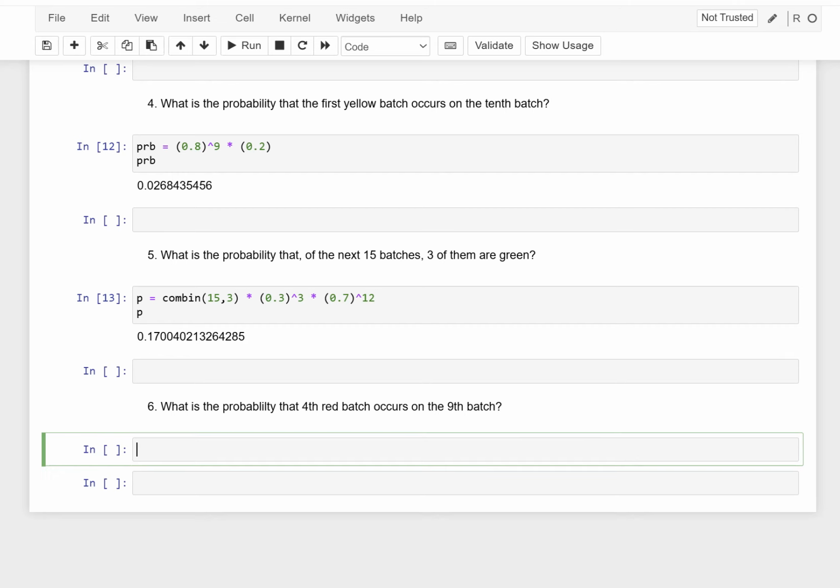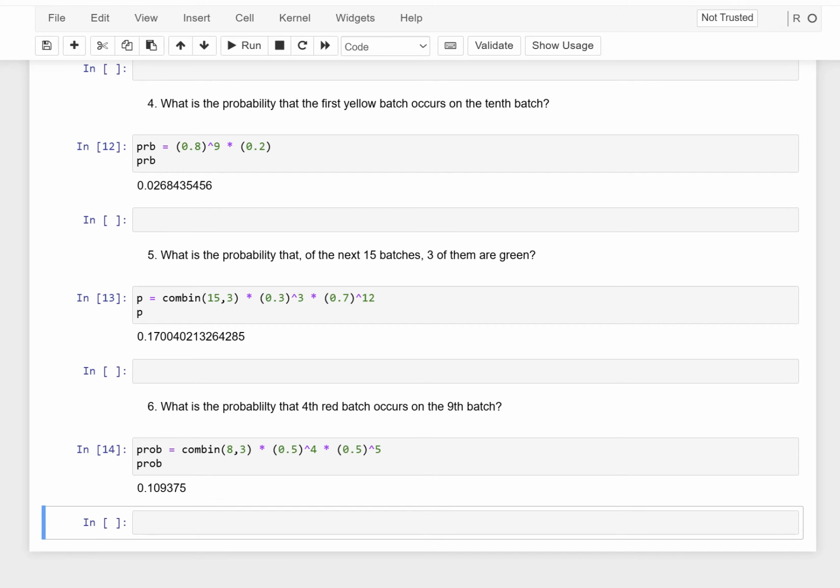And then what is the probability that the 4th red batch occurs on the 9th batch? Again, we have the first 3 red batches have to occur in the first 8 slots, right? So the probability is going to be equal to combin 8 choose 3, right? And how many successes occur? And these are red batches, so you'll see there's a shortcut, right? Since the probability of success is 1/2 and the probability of failure is 1/2, I don't have to split these up. I'm splitting them up in good form, right? Because there are 4 successes. So it raised the probability of success to the number of successes power, and the probability of failure to the number of failures power. But you can see they're both the same. So I could have done 0.5 raised to the 9th if I really wanted to go fast. And the probability is about 11%.